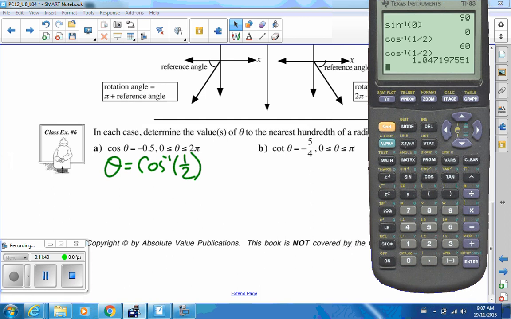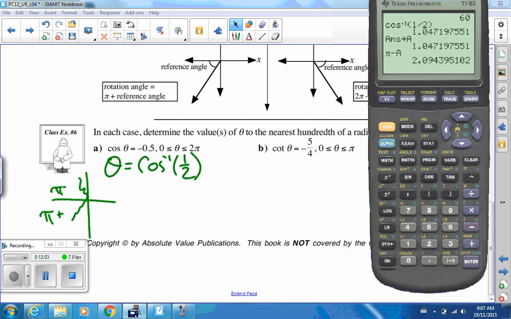Now, cos is negative here and here. So I'm just going to go pi minus and pi plus. So here's my favorite way to do this. I can just store this thing as A. There we go. That thing is now stored as A. And now I can go pi minus A. There's my one value, 2.09. Or I can go pi plus that A. Giving me 4.